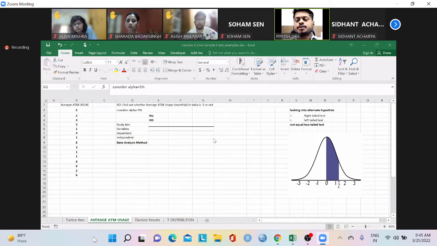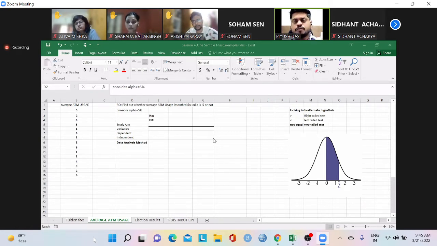We are not interested whether it is only greater than, or only less than, right? And that is where, when you have this kind of research objective where both the options are there, right? When I say that something is not equal to, ATM usage, whether it is equal to 5 or not, right? When I say it is not equal to 5, what does it mean? It can be greater than 5, it can be also less than 5, right? When I'm trying to say that yes, it is less than 5, or when it is greater than 5, then I'm looking into the direction.